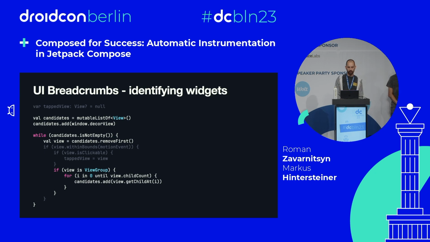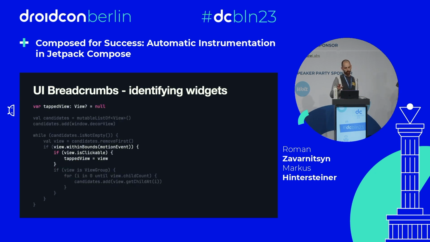So we start with the window.decorView. We have a list of candidates, and now we traverse the view hierarchy, view after view. If the view is a ViewGroup, it means it has child views, so we add those views to the list, and we can again iterate over those items. Not every view is actually relevant as a click target, so we have some additional logic. We check if the motion event with the X and Y coordinates matches the view we are looking at. Also, we check, for example, whether the view is clickable or not. There are some more finer details, which I'm sparing you, but that's basically how it works.